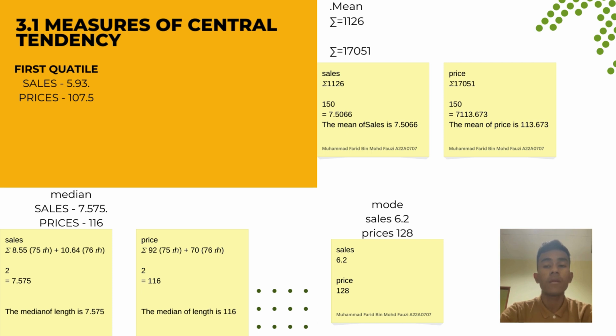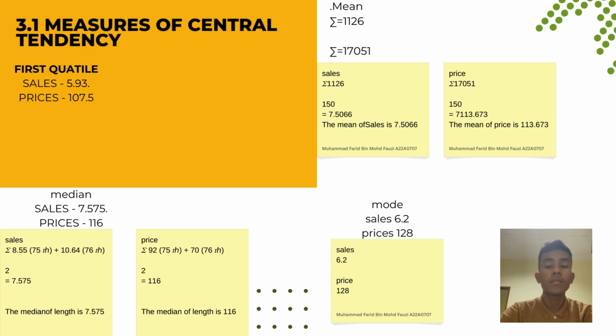The mean of sales is 1,126 divided by 150. The mean of sales is 7.5066. The mean of price is 17,050 divided by 150. The mean of price is 113.673.